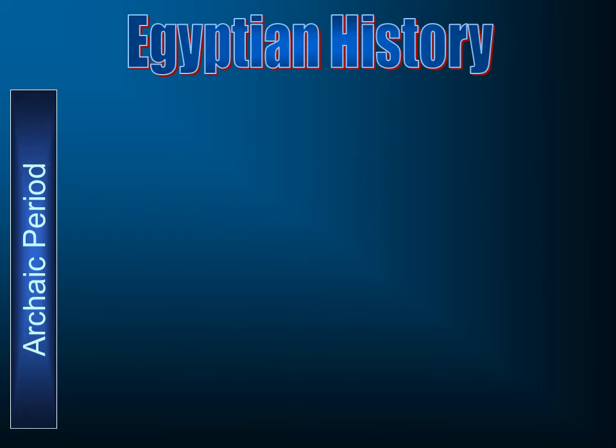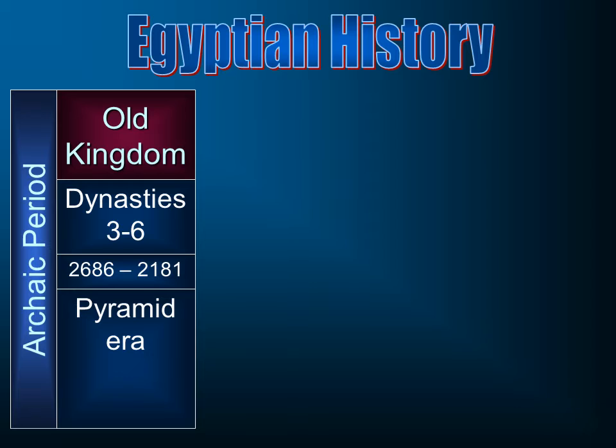Egypt has been divided into 30 recognized dynasties, 30 different families that ruled Egypt over its history, beginning with the Archaic period, where you have the first two dynasties. Then you've got the Old Kingdom, that's dynasties 3 through 6. That's what we're going to be looking at in this session. That's going to be the Pyramid era, where most of the pyramids are built during this time.